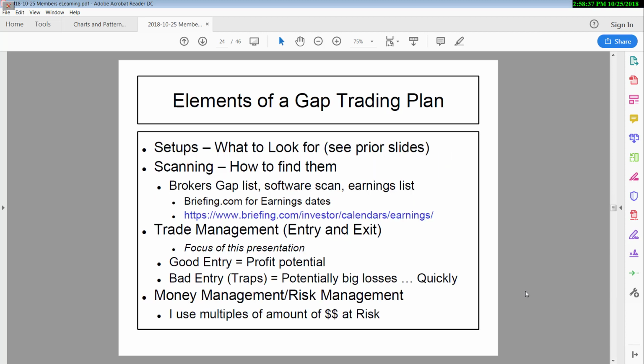All right. We've already talked about the setups, how to scan them. Your broker will probably have some sort of list. We have a scanning list here, a scanning program here that I use.